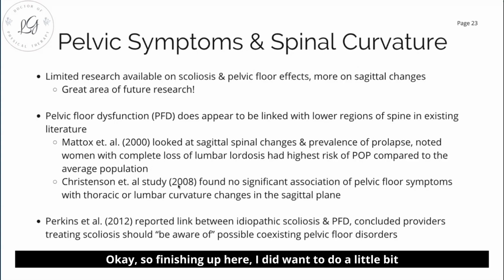Okay, so finishing up here, I did want to do a little bit of talking into the research that's currently available. As I mentioned, there's just not a lot. Perhaps Columbia will help my pelvic colleagues and myself spearhead future research into this topic.